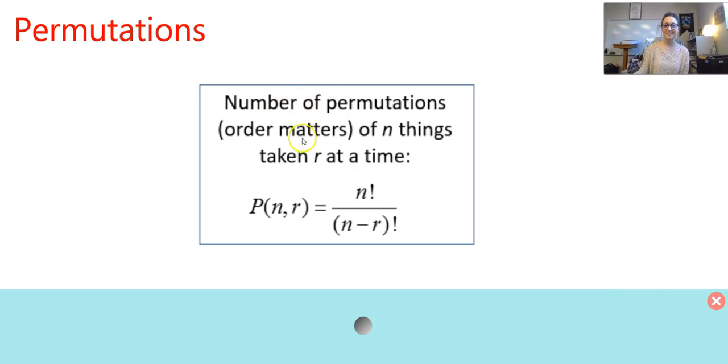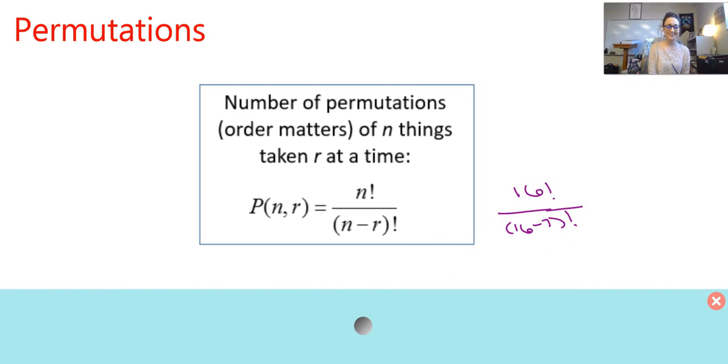So a permutation is the number of permutations when order matters. So of n things taken r at a time is n factorial all over n minus r factorial. So in our case, n was 16 and r was 7. So we had 16 minus 7 and a factorial on both of those.